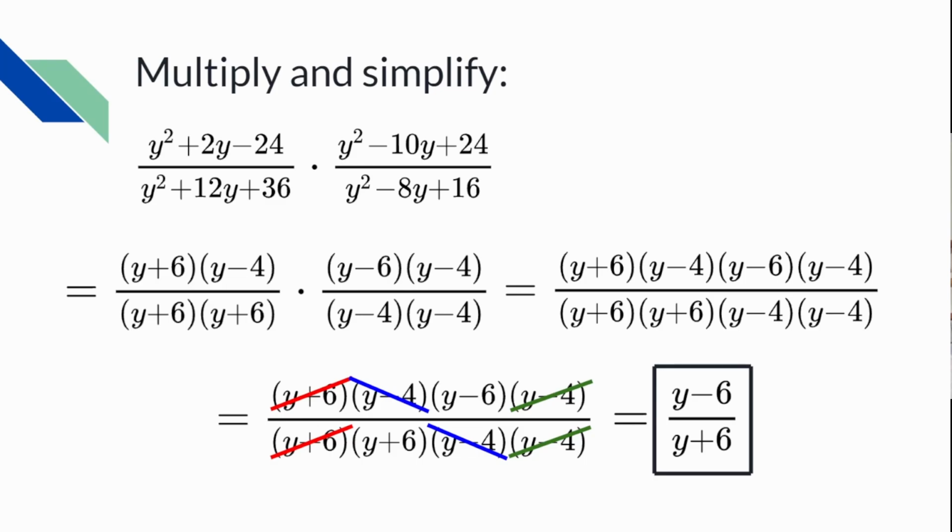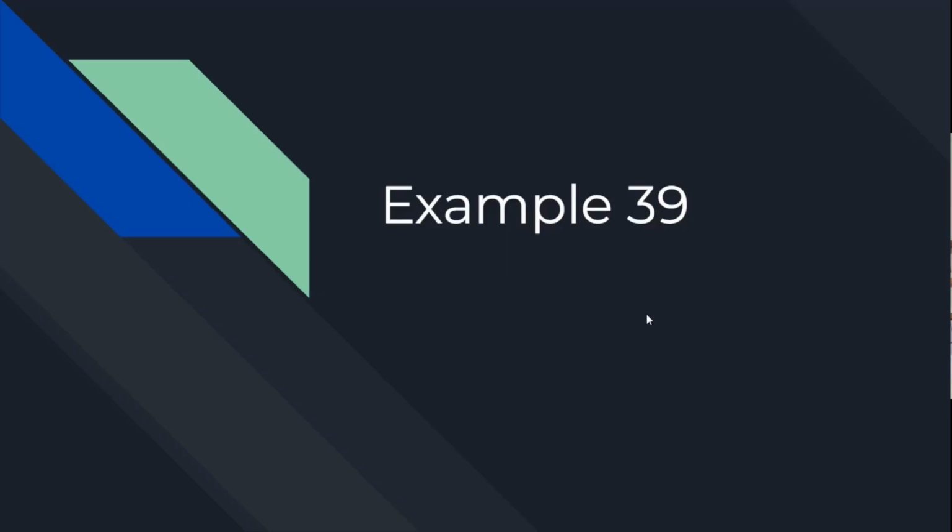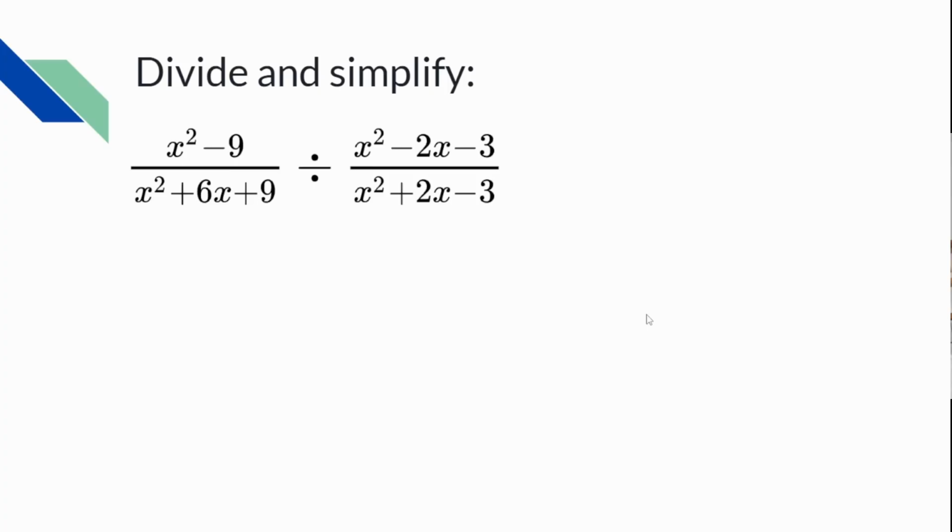Moving on to example 39. Here we go. Here we're asked to divide and simplify. So here we want to do the same thing, right? We want to factor each piece to see if anything cancels.